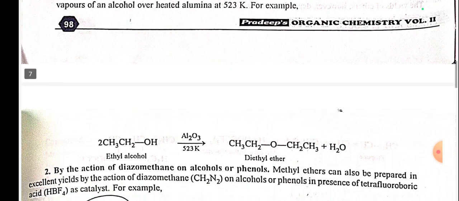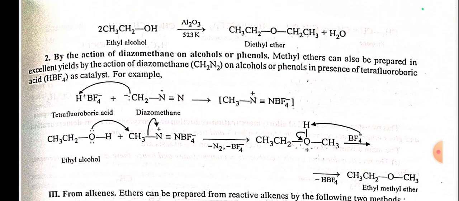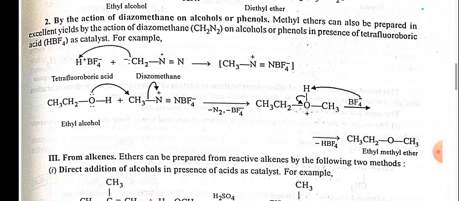Catalytic dehydration. Dehydration of alcohols to ether can also be achieved by passing the vapors of the alcohol over heated alumina at 523 Kelvin. For example, ethyl alcohol on heating at 523 Kelvin with Al2O3 gives diethyl ether plus water. By the action of diazomethane on alcohols or phenols, methyl ethers can also be prepared in excellent yield by the action of diazomethane CH2N2 on alcohols, phenols in the presence of tetrafluoroboric acid HBF4 as catalyst. For example, alcohol plus diazomethane gives methyl ether.